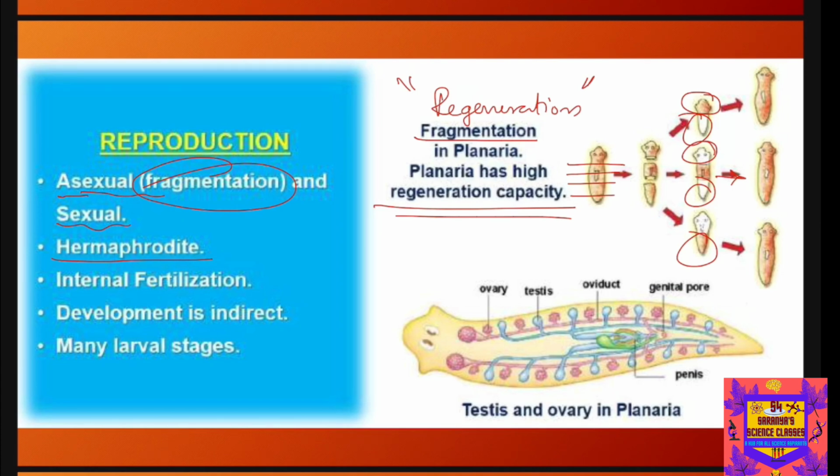So here you can see that it is present inside their organism itself, and that's why it is showing internal fertilization, right? And their development is also indirect, right? So you can see that there will be larval stages, like that only it will develop. That's why the development is indirect. And they have many different larval stages also.